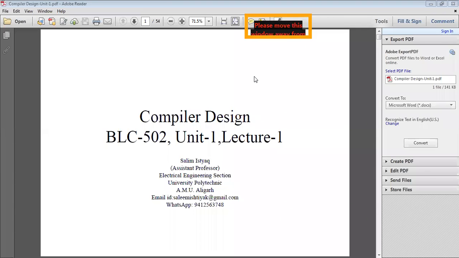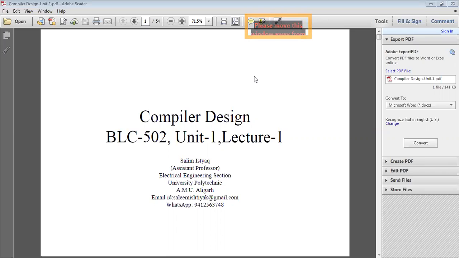So let us start. This is the first unit of the compiler design. This is the new subject in your fifth semester diploma engineering computer, BLC 502. The code is BLC 502, and this is unit number one and lecture one. As per timetable, I am engaging your class and hope that as per timetable, I will engage all your classes.